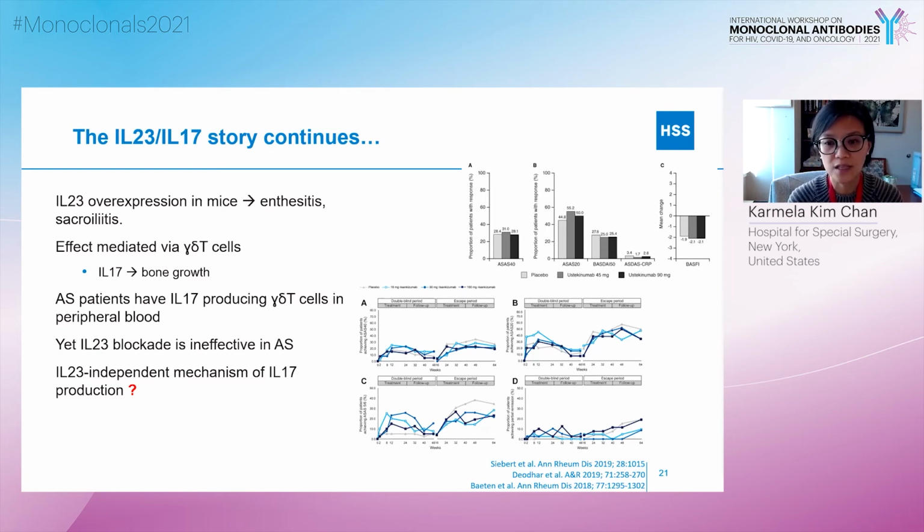Follow-on human studies showed that these IL-17 producing gamma delta T cells, which express IL-23 receptors, are indeed present in patients with ankylosing spondylitis. However, IL-23 blockade has not been shown to be effective. The graph on the top right in grayscale shows the summary of 3 randomized controlled trials demonstrating that ustekinumab, which blocks the P40 subunit of IL-23, is no better than placebo. Similarly, the bottom graph shows that risankizumab, which blocks the P19 subunit, is also no better than placebo. So perhaps there's an IL-23 independent mechanism of IL-17 production in AS.